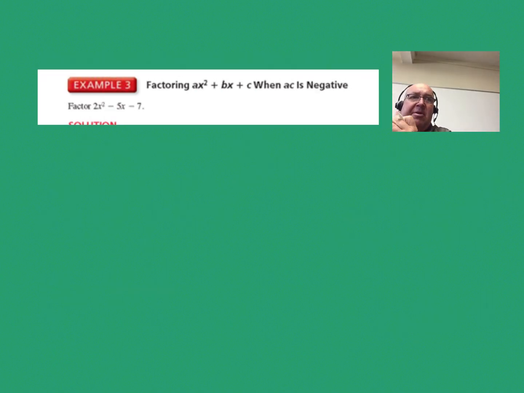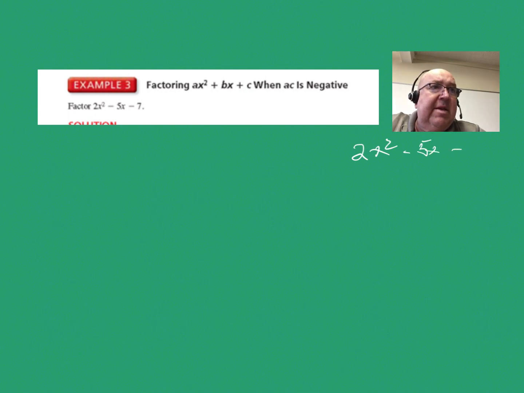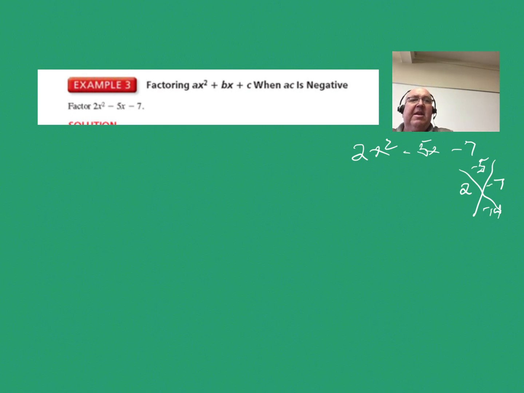Alright, just another example, looking at when c is negative, or when AC is negative. Here we go. I'm going to write the problem 2x squared minus 5x minus 7. I'm going to multiply. I get negative 14. I get negative 5. Now remember that when the last term is negative, we're going to be looking for a difference. So factors of 14 that have a difference of 5 are going to be 2 and 7. And the 7 is going to need to be negative.